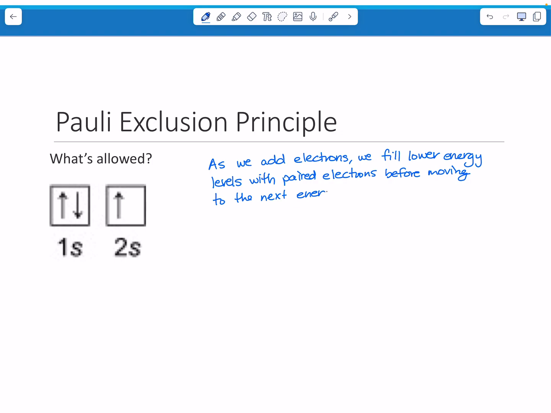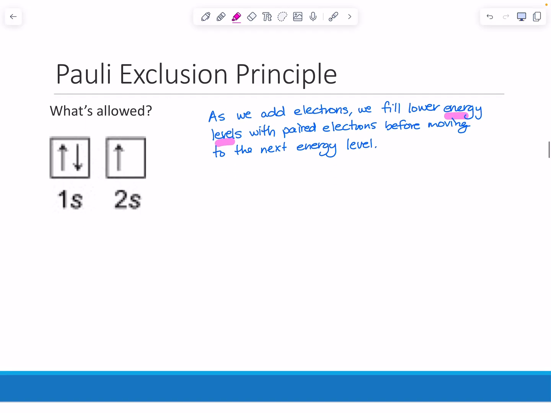Now notice that I did not say we paired orbitals up before going to the next orbital. So just remember energy levels. Because we're going to be individually placing electrons in, let's say if we're doing p orbitals and there's 3 of them, we're going to place an up spin electron in each one of those before we start pairing them up.